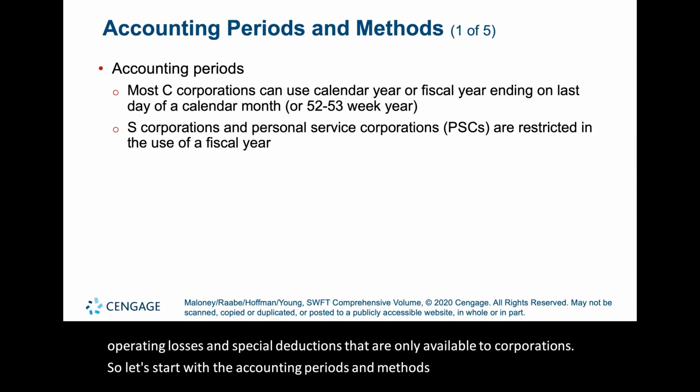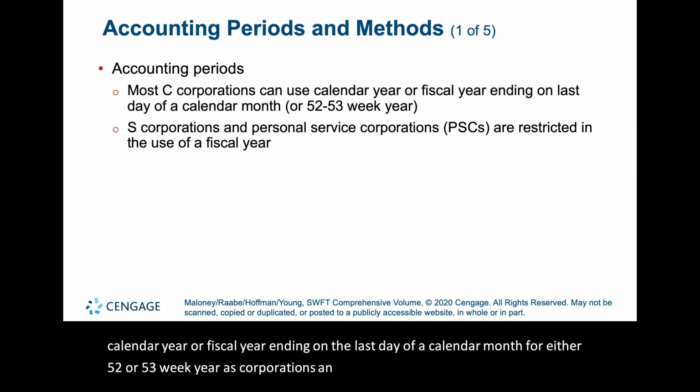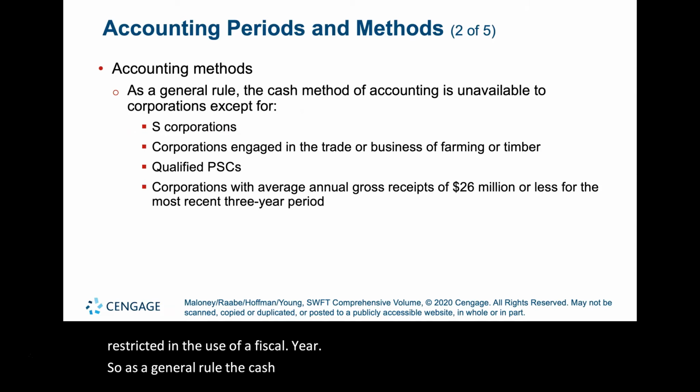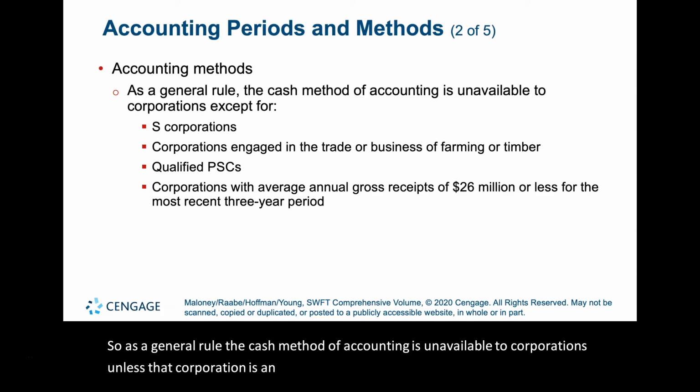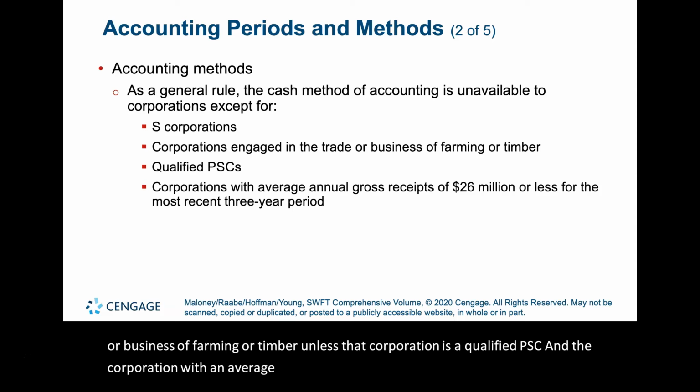So most C Corps can use a calendar year or a fiscal year ending on the last day of a calendar month, or a 52 or 53 week year. S corporations and PSCs, personal service corporations, are restricted in the use of a fiscal year. As a general rule, the cash method of accounting is unavailable to corporations unless that corporation is an S Corp, or has engaged in the trade or business of farming or timber, or is a qualified PSC, or has average annual gross receipts of 26 million or less for the most recent 3-year period.